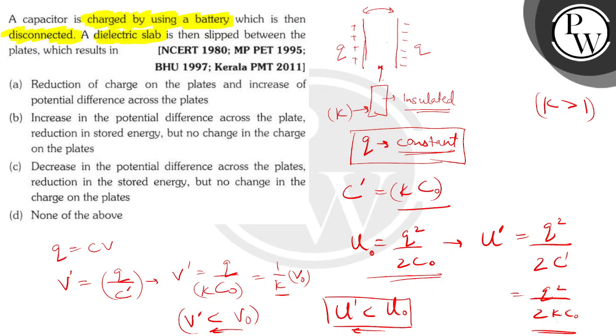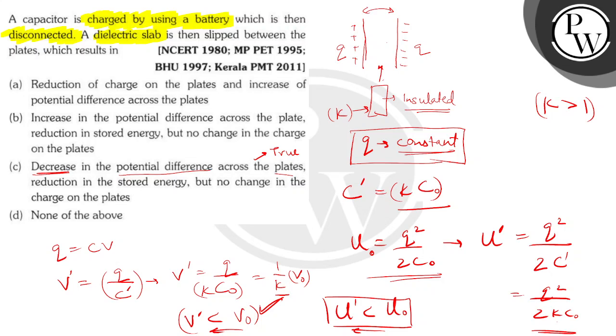So as you can see, option C says decrease in potential difference across the plates. As proved here, we have a decrease in potential difference. So this part is true.